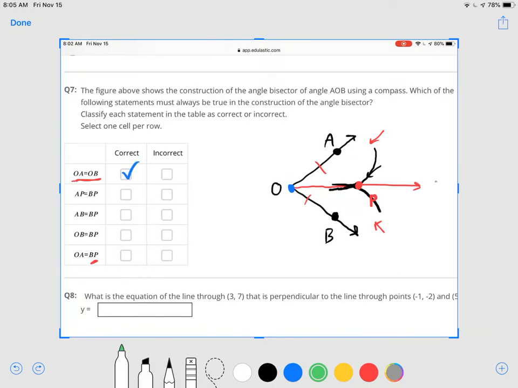Okay, so AP is congruent to BP, that's true. AB is congruent to BP. So they're saying that this line segment from A to B has to be congruent to the line segment from B to P. That's not true. That's pretty obvious visually. So we can put that's incorrect over here.